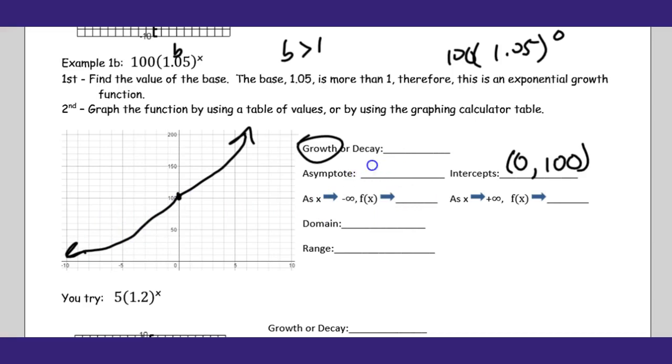All right, asymptote, y equals 0. As for end behavior, as x goes to the left, the function approaches 0. And as x goes to the right, this thing is going up to positive infinity. All right. And then the domain, remember, all real numbers. The range, y is greater than 0. It goes up from there.